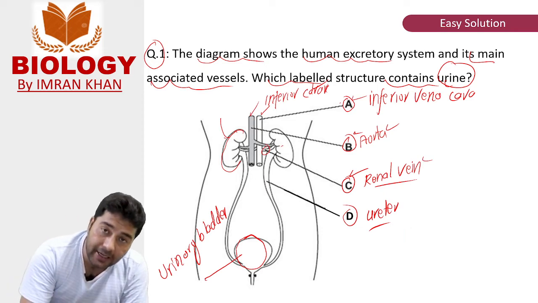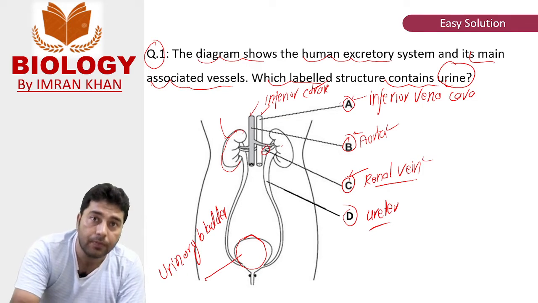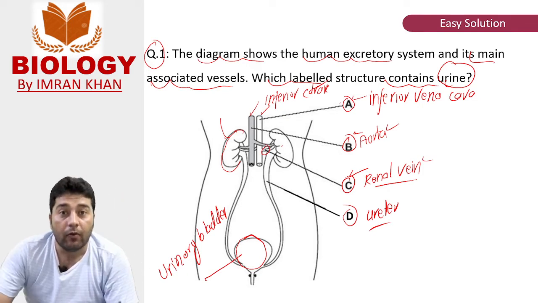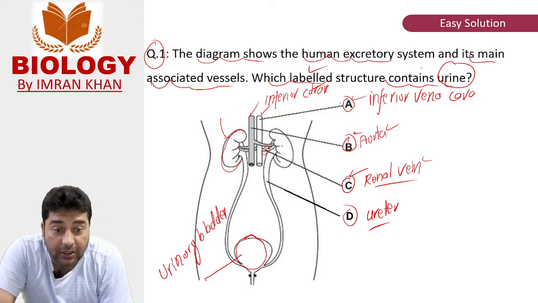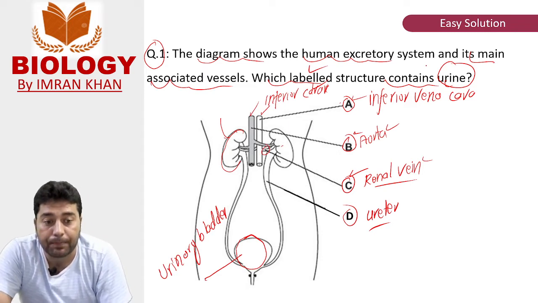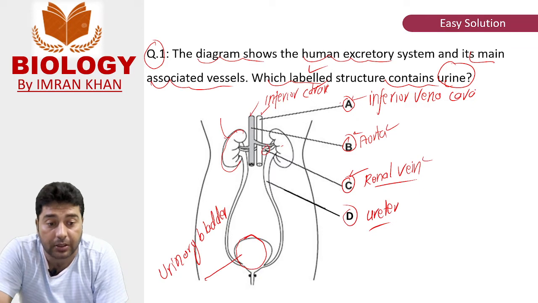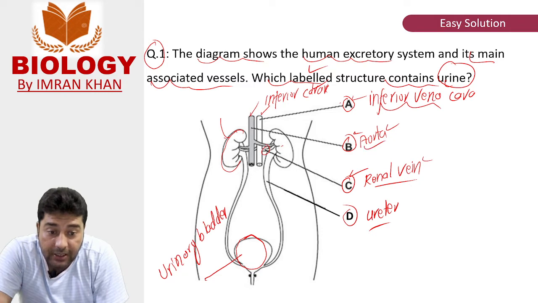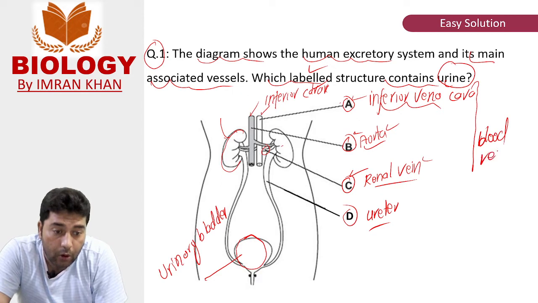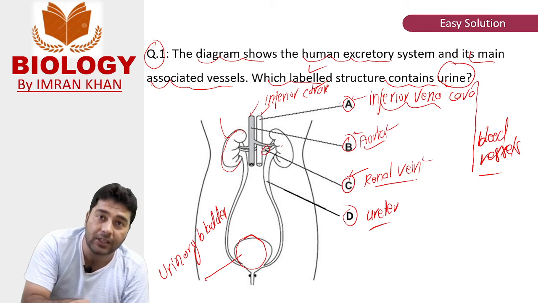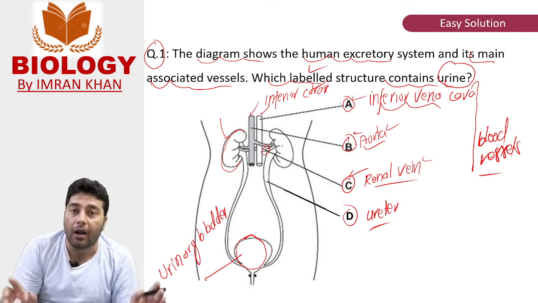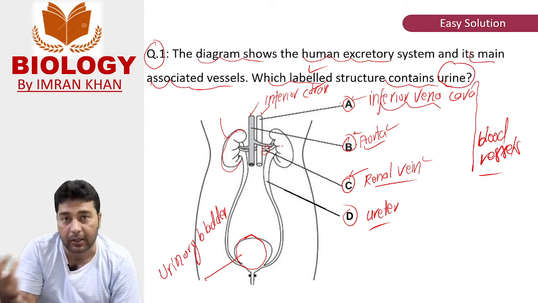We must understand all the labeling of this diagram, and the second step is that we have to answer our main question. Our main question was which labeled structure contains urine. The third step is to identify all these four structures. Alpha is the inferior vena cava, beta is the aorta and Charlie is the renal vein. All these are blood vessels, and blood vessels do not contain urine. Blood vessels contain blood, and blood contains other components like urea.